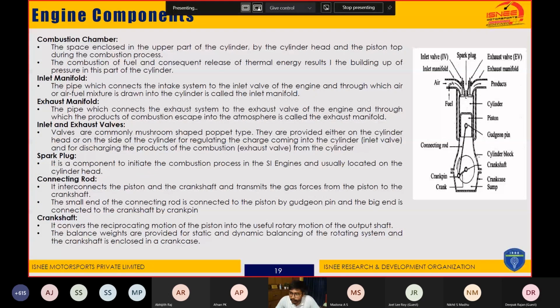And then from the gearbox, the drive is attached to the wheels, and this is how your power transmission happens inside the engine. So then we have the piston rings.